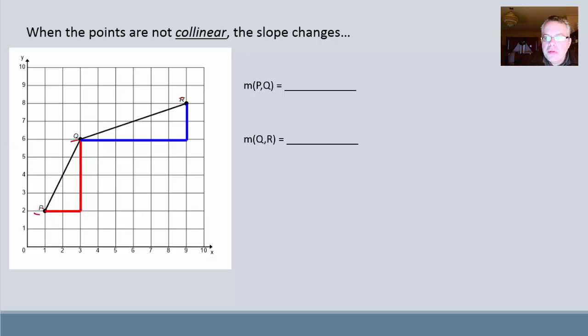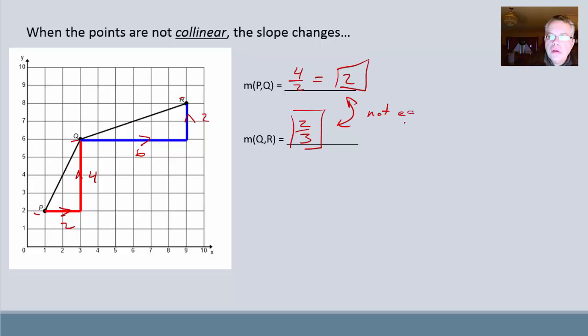Let's compute the slope for PQ. We go to the right 2 and up 4. So the slope for PQ is 4/2, which is equivalent to 2. If we do the other slope triangle, the blue one, we can tell this is different. 1, 2, 3, 4, 5, 6. The run is 6, and the rise is 2. So the slope between Q and R is 2/3. That's already reduced. And we can see that these are not equal. That's because those points don't lie on the same line.